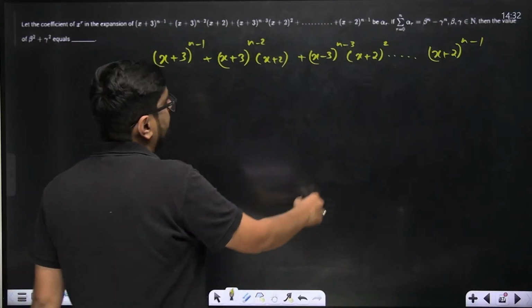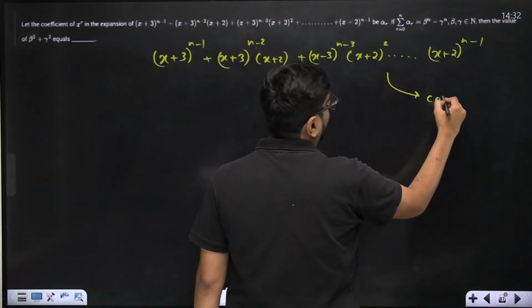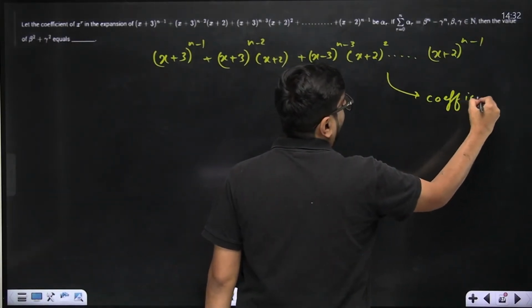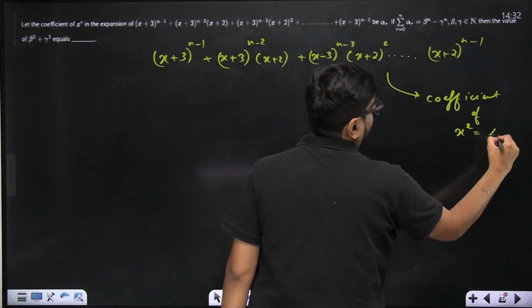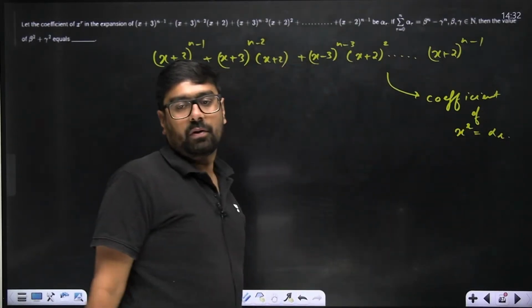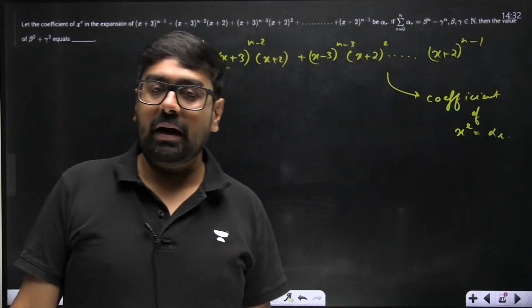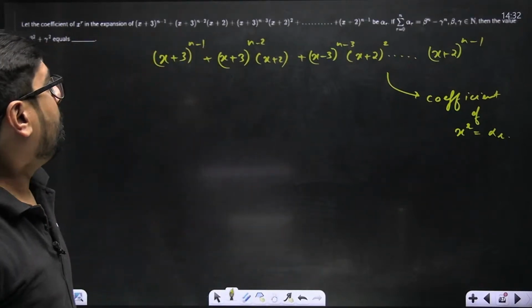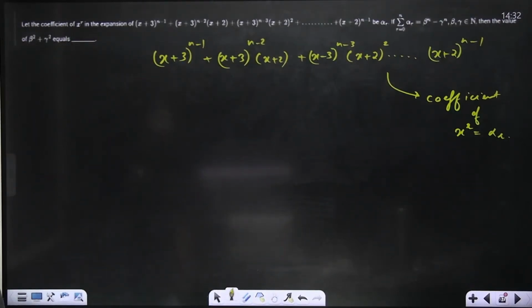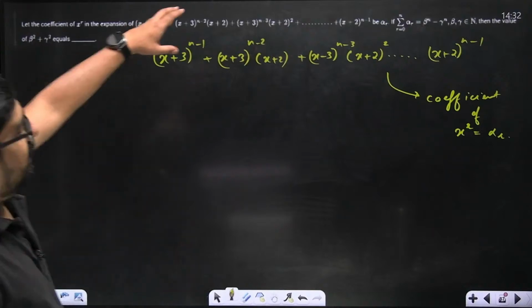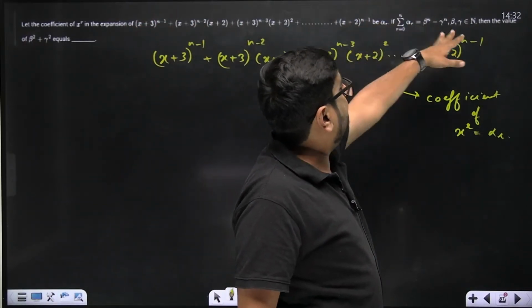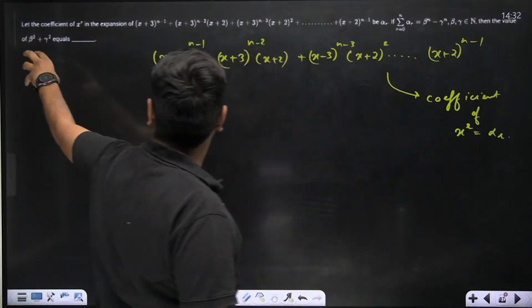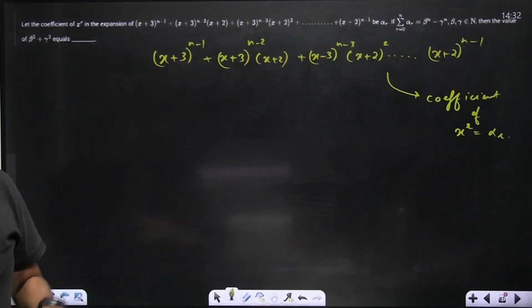be given as alpha r, and alpha r is given equal to beta to the power n minus gamma to the power n, where beta and gamma are natural numbers. Then find the value of beta square plus gamma square. That is what is asked.